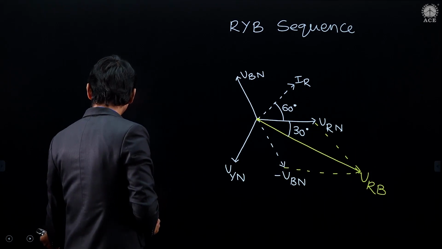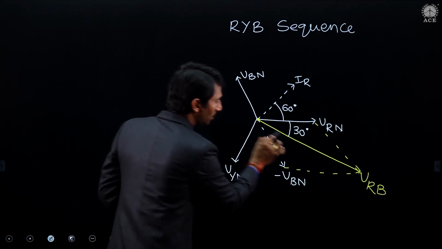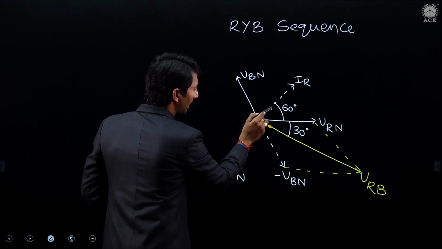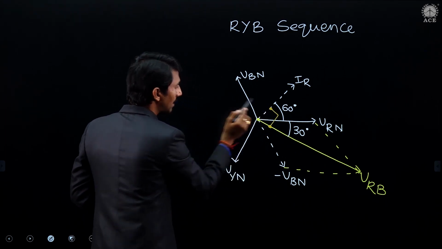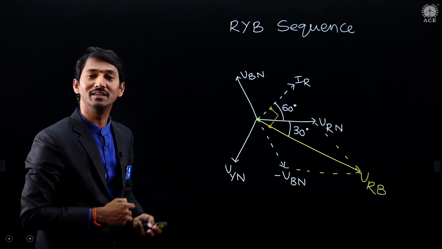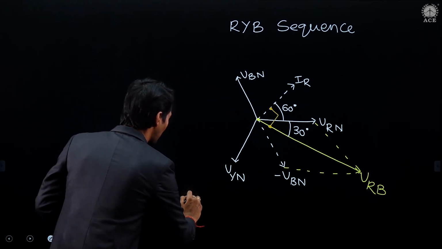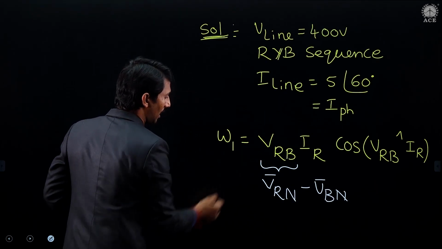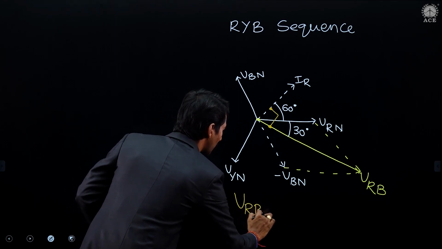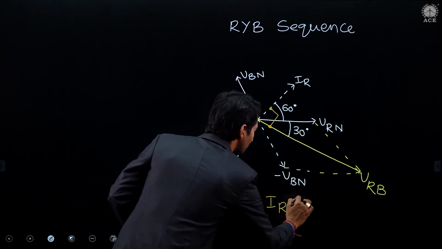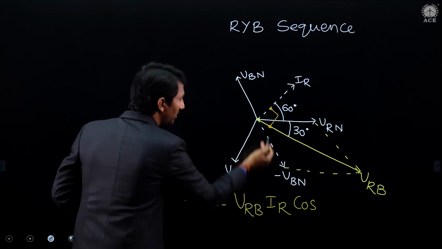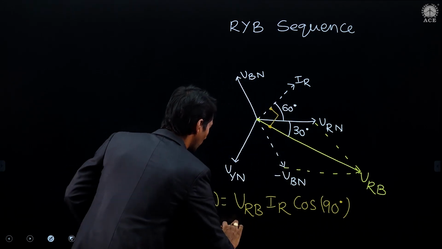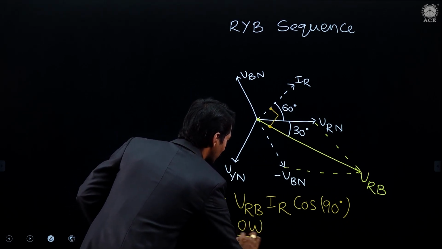Okay. So finally, what do we require? The angle between VRB and IR. So this angle will be how much? 60 plus 30, 90 degrees. So finally, W equals VRB, IR cos of the angle between these two, how much? 90 degrees. So therefore, the answer is 0.